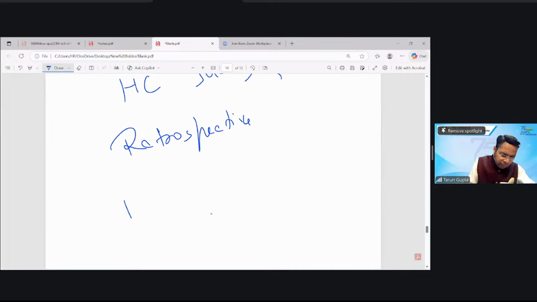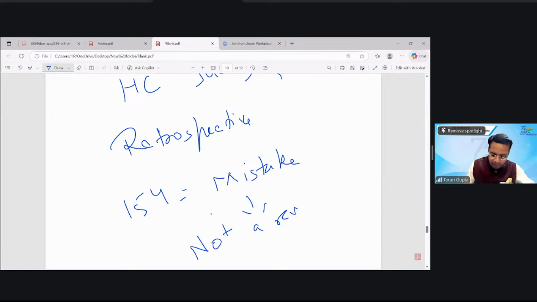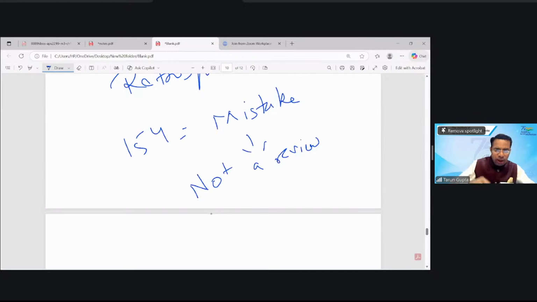See, 154 is for mistakes. It's not a review. If the assessing officer has taken a position, qua 154 he cannot change the opinion. It's not a change of view, a change of opinion. If the mistake is one on which no two views are possible, only that mistake can be rectified.